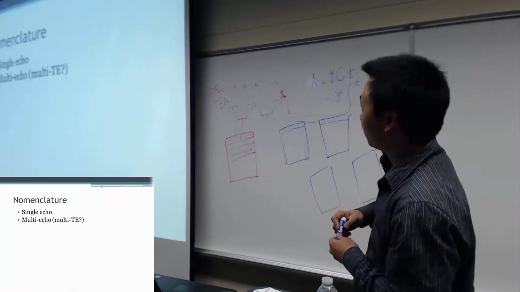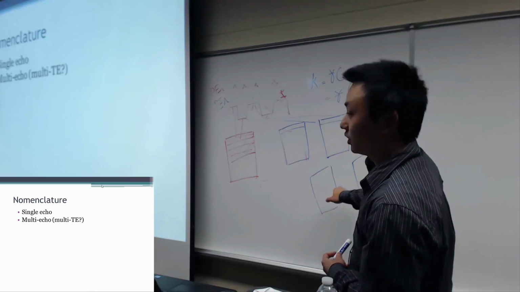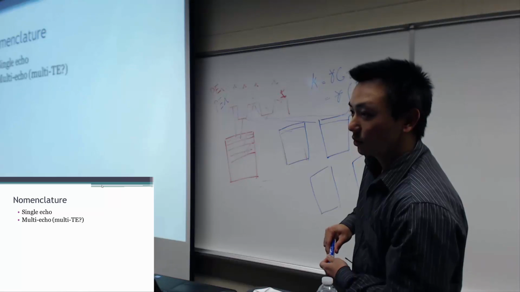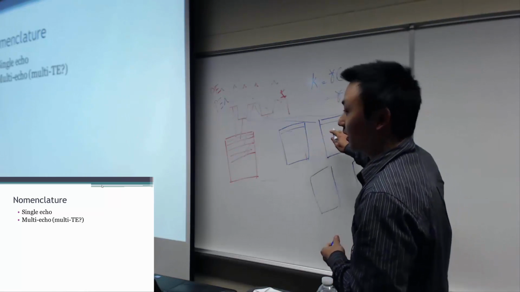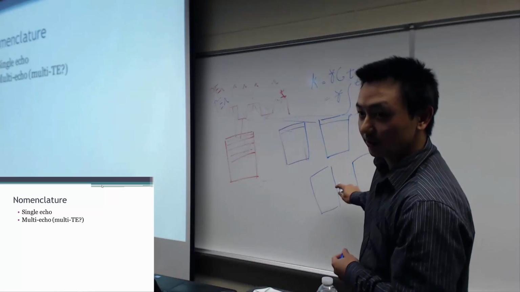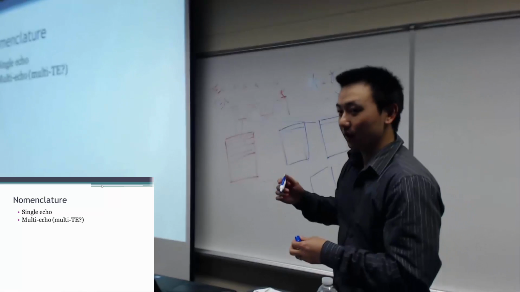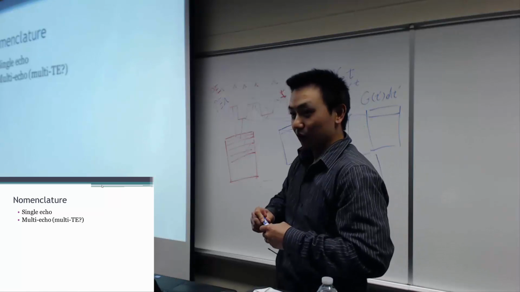So usually this type of imaging can be used to do the T2 star mapping because the signal is weighted differently in the T2 stars. So you can do a simple fitting to calculate the T2.